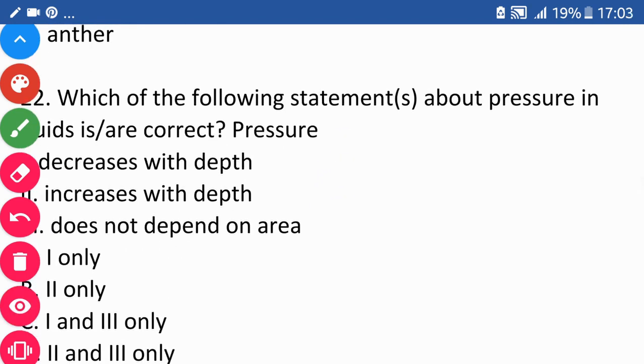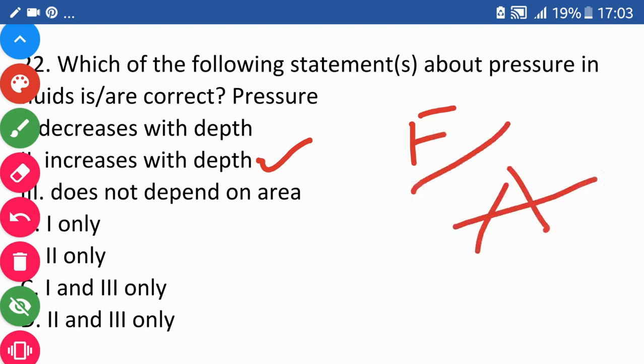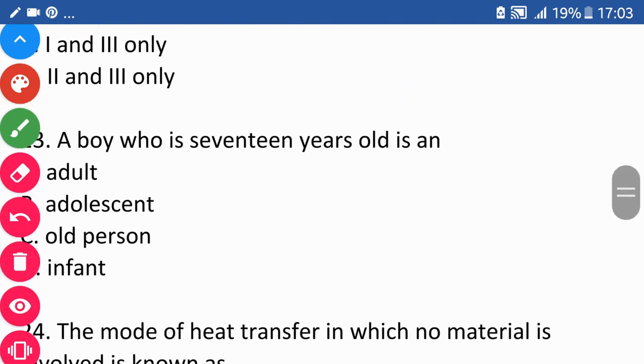Question 22. Which of the following statements about pressure in fluids is correct? Pressure increases with depth. Yes, pressure increases with depth. The rest of them: pressure does not depend on area is wrong, because pressure depends on area since the formula for pressure is force over area. So the answer is B, I only. That's the only true statement about pressure. A boy who is 17 years old is an adolescent.